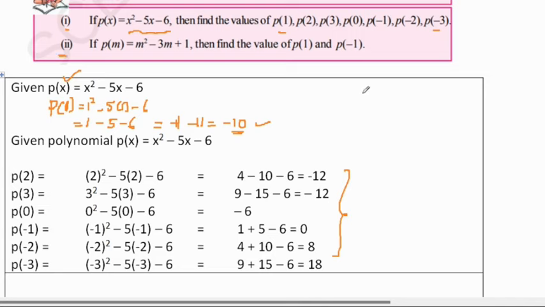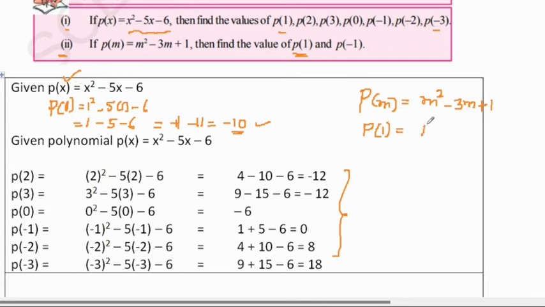Second one, it is a similar procedure. It is a polynomial with m variable. P of m is given as m square minus 3m plus 1. So we have to find P of 1. So wherever there is m, we have to replace it with 1, students.